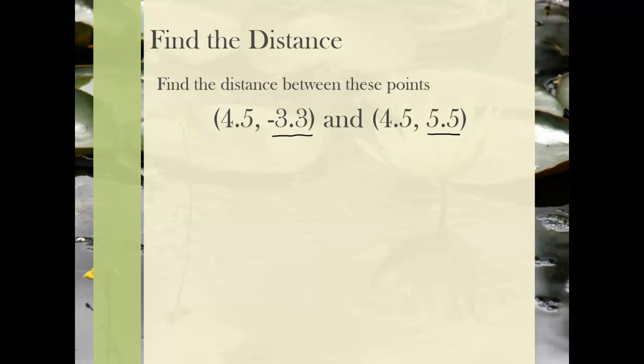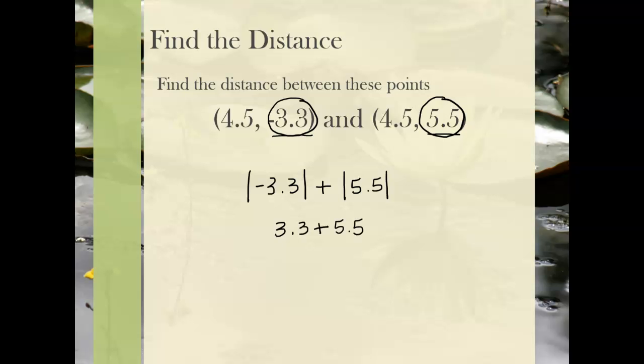That means we are going to add the absolute value of the two unlike coordinates. We will have the absolute value of -3.3 plus the absolute value of 5.5. That means we have 3.3 plus 5.5, which will equal 8.8. These 2 points are 8 and 8/10 units apart.